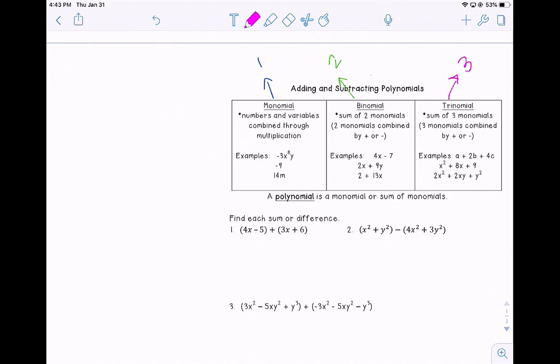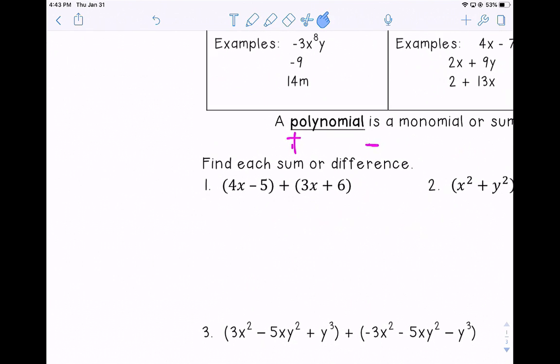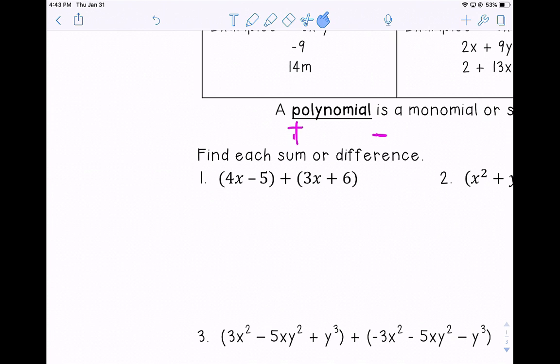Okay, so just jumping in then to some of the examples here, it says find each sum or difference. So you definitely need to know that sum means to add. So hopefully from elementary and middle school, you remember that that means to add, and difference means to subtract. So looking at number 1, we have parentheses, which generally would mean to multiply, but I don't have anything in front of this parentheses or anything in front of this parentheses, so I'm just adding here.